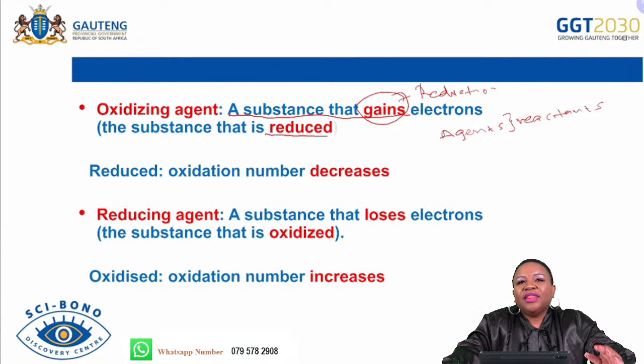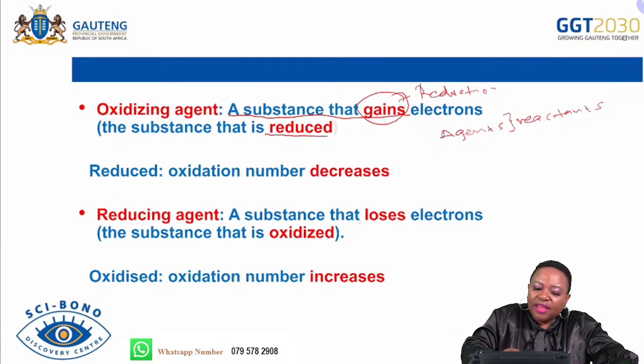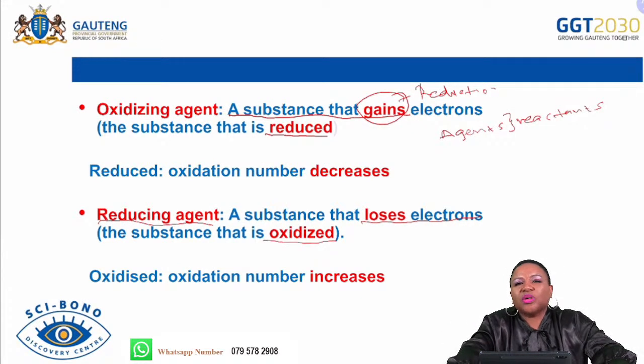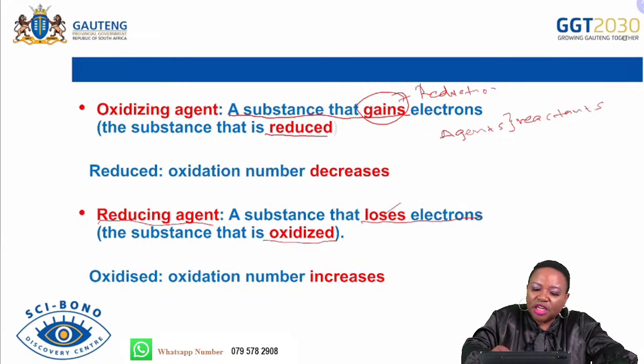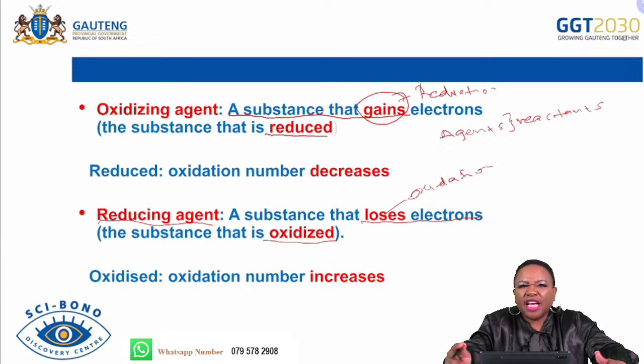However, the reducing agent, which causes reduction, will undergo oxidation, meaning that the substance that loses those electrons will be our reducing agent. And at the end of the day, our reducing agent will be oxidized. So the reducing agent will cause what? Reduction. However, the reducing agent does what? Undergoes oxidation. So why am I explaining this time and again? Because students seem to confuse the reactions.